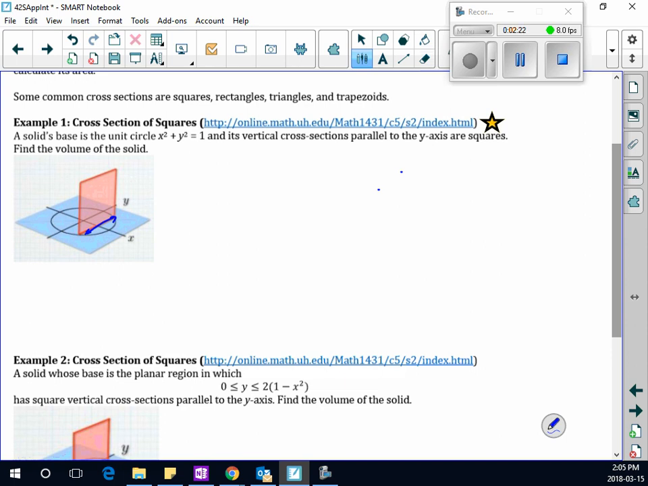Right, so the problem is right now it's x squared plus y squared equals 1. So we need to solve for y first. x squared plus y squared equals 1, y squared equals 1 minus x squared, y equals plus or minus the square root of 1 minus x squared. So the positive one is this part of the circle, and the negative one is that part of the circle. Does everybody see?